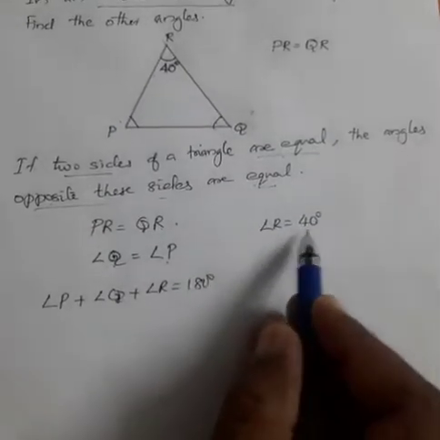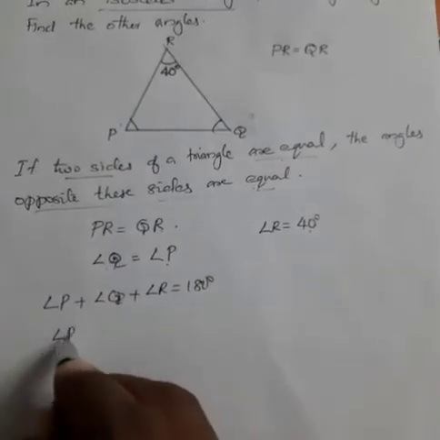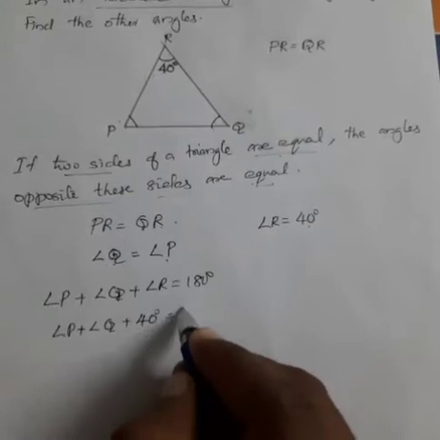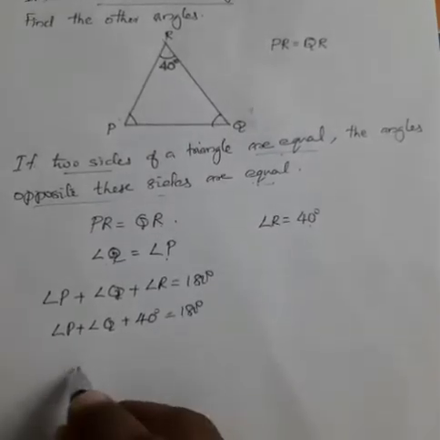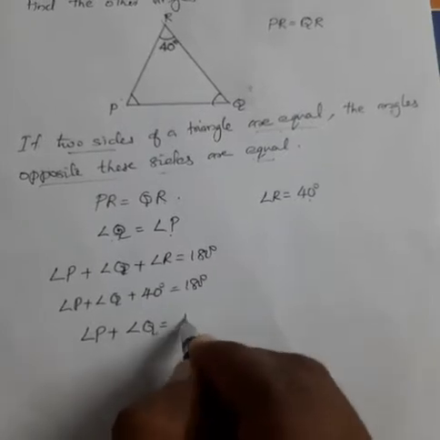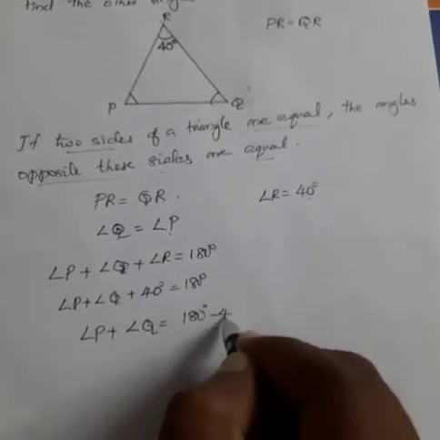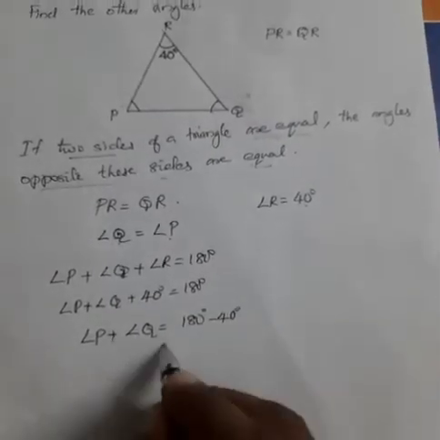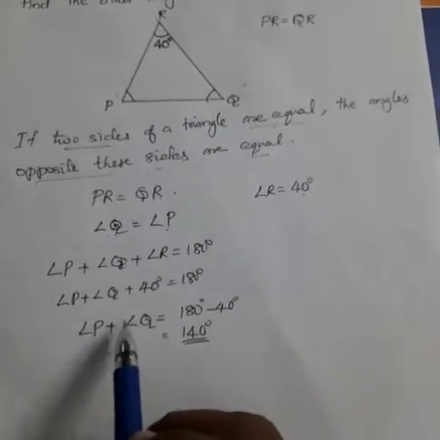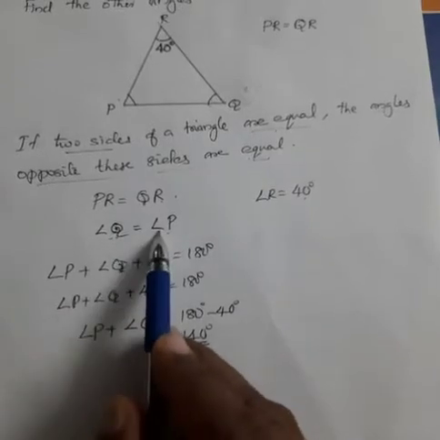In that, R is given 40. So angle P plus angle Q plus 40 degrees is equal to 180. That means angle P plus angle Q is equal to 180 minus 40 degrees. So how much is it? 140 degrees. And it is given that angle Q is equal to angle P.